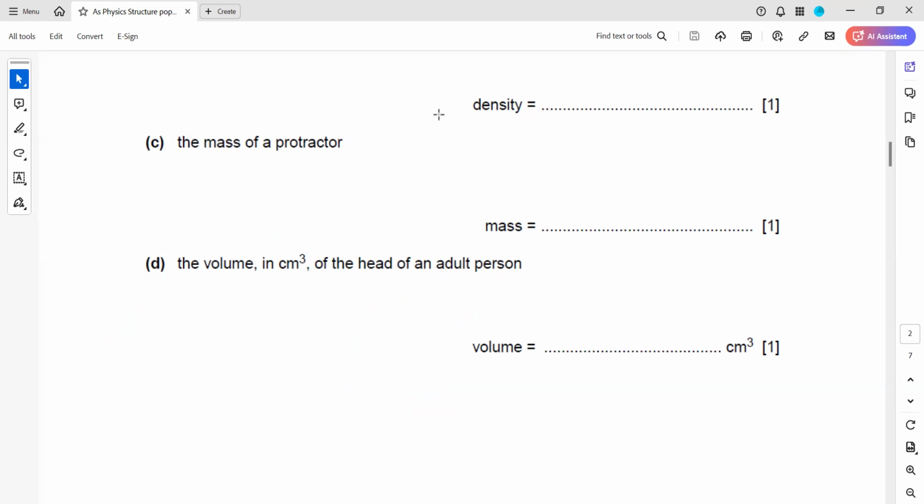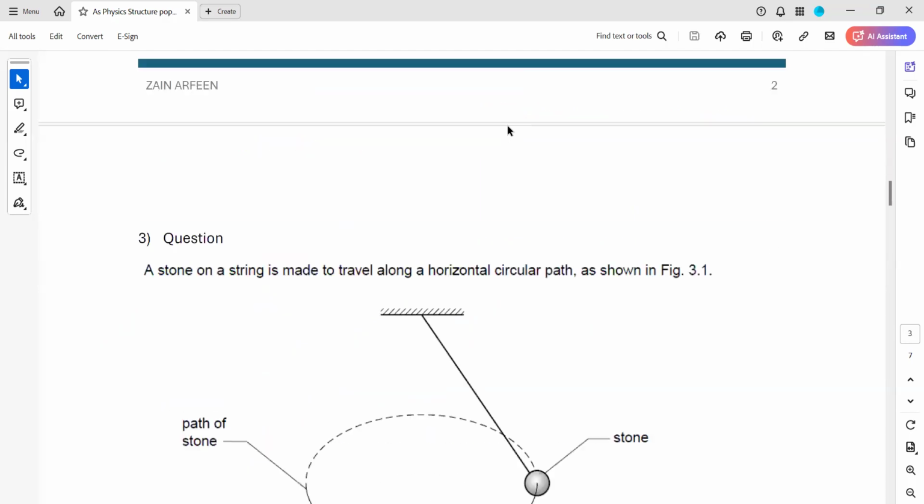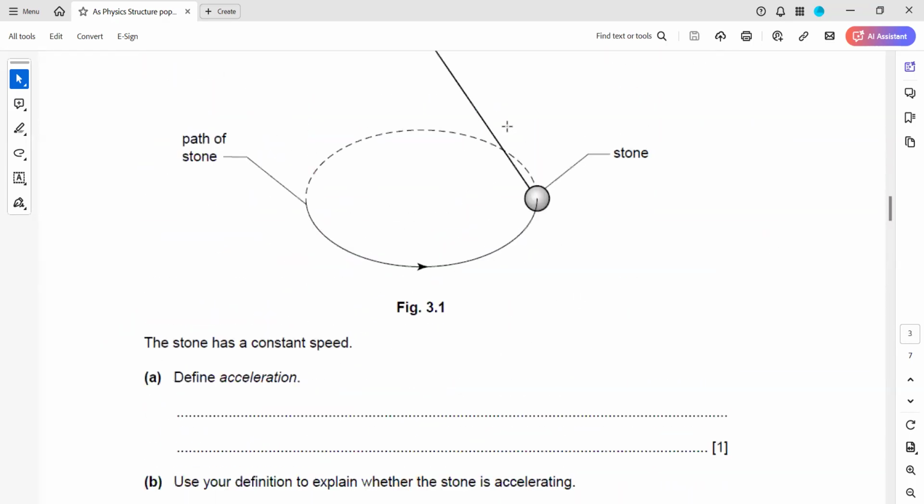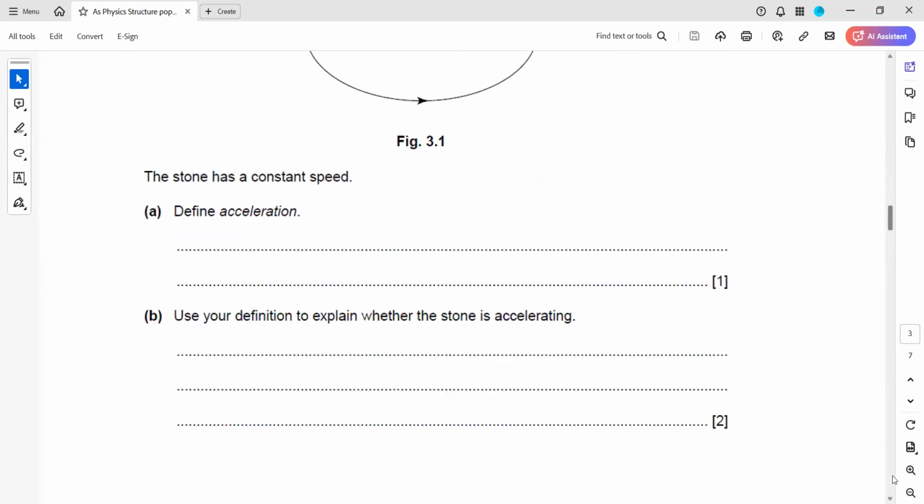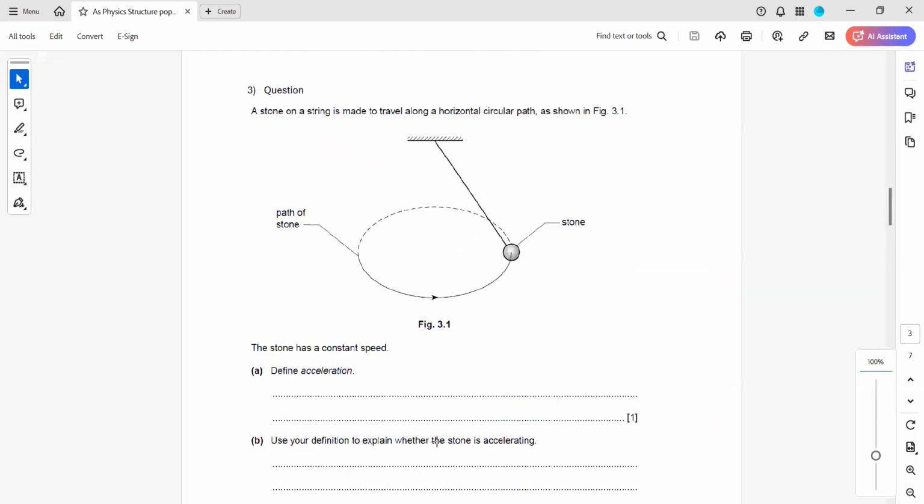So for an estimation question, you should take something as a standard and then work out. Question 3, part A and B. Anyone having a doubt or a question? A, B. Question 3, part C.